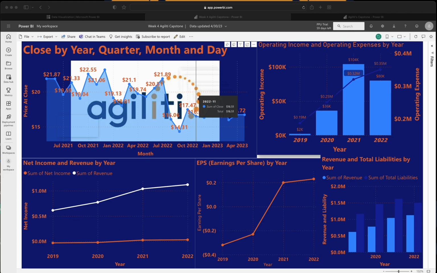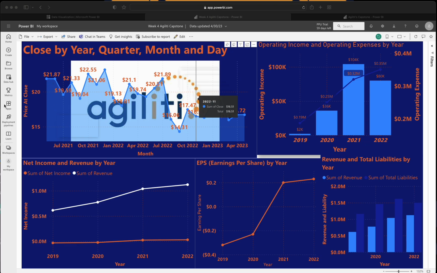Go over this Power BI presentation for the beginning of our capstone project. As you know, the company I'm covering is Agiliti. It's the current company I'm working for right now, so this is both fun and informative for me. So let's begin. Here's my report that I made in Power BI Desktop, published to the Power BI website here.